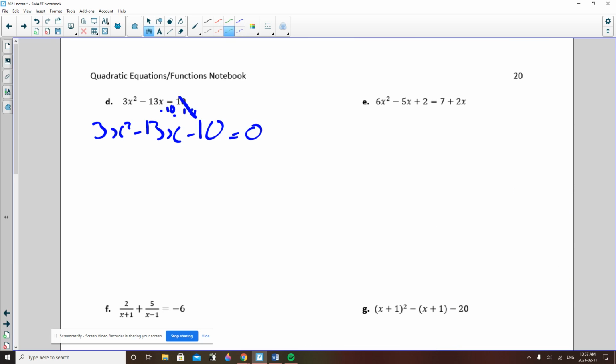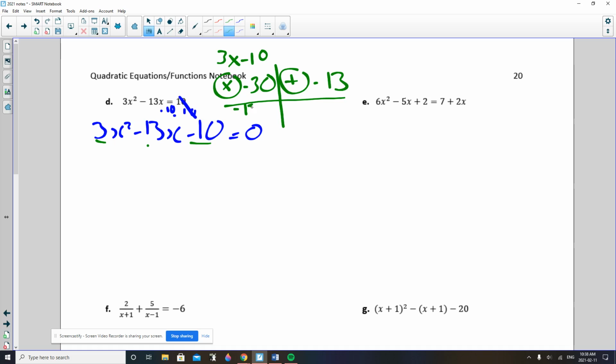So for this question, I'm looking for 2 numbers that multiply to 3 times negative 10, so 2 numbers that multiply to negative 30 and add to b, which is negative 13. Well, 3 times 10 multiplies to 30, but even if I do one negative, it'll only add to negative 7 or positive 7, which doesn't get me there. So the 2 numbers I'm actually looking for here are going to be negative 15 and 2.